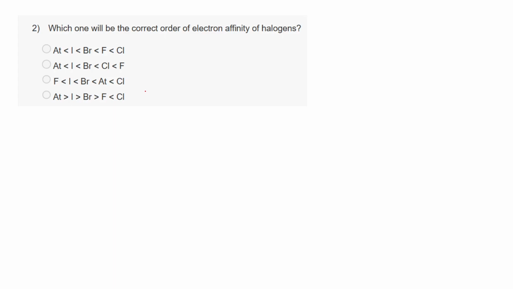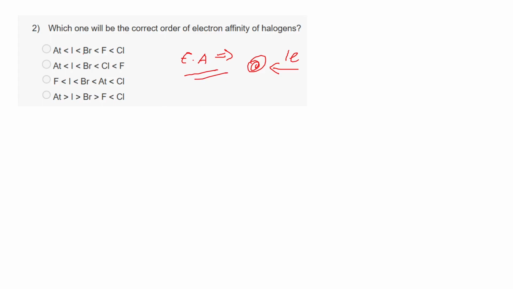Okay, so here the question is, which is the correct order of electron affinity of halogens? So electron affinity, or EA, is the energy required to add an electron to a system. Or we can say that it is the energy released when an electron is added to a system. This is a neutral atom, then we add an electron, and because of that, is the energy released or do we have to give energy? That energy requirement is the electron affinity.